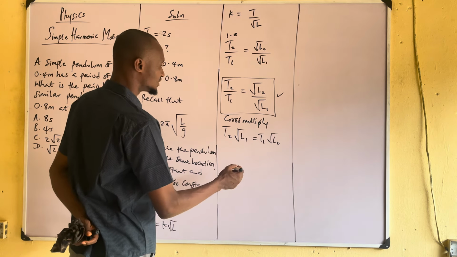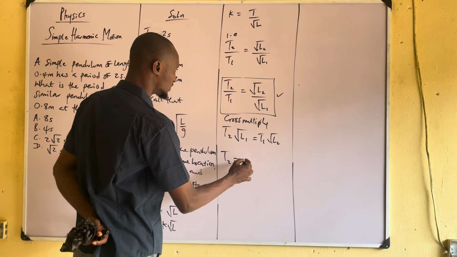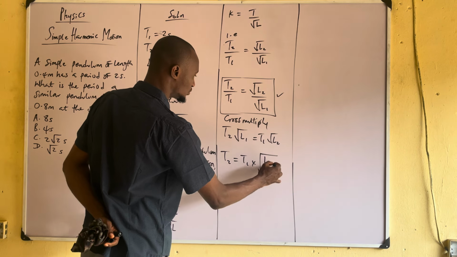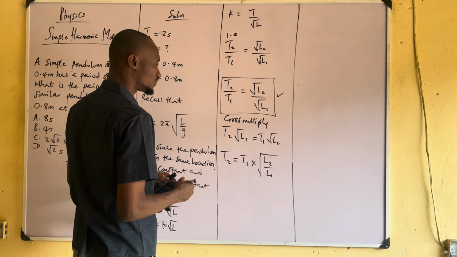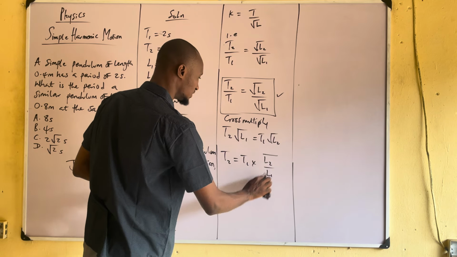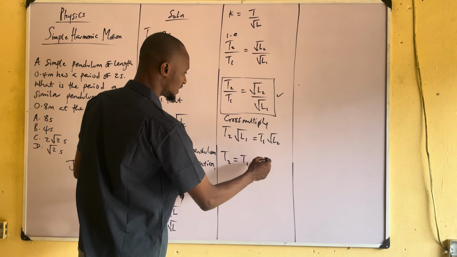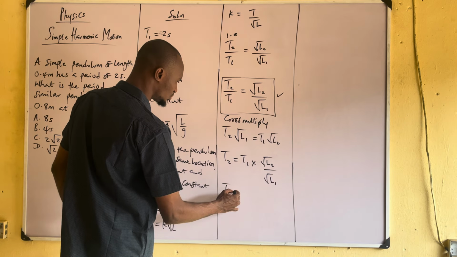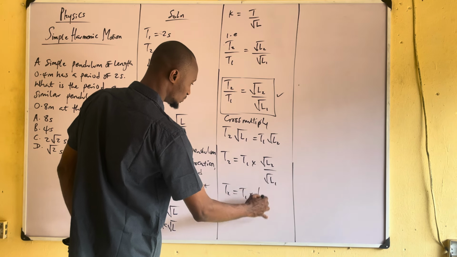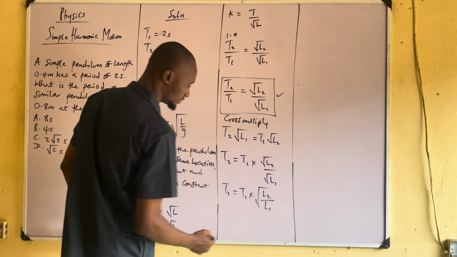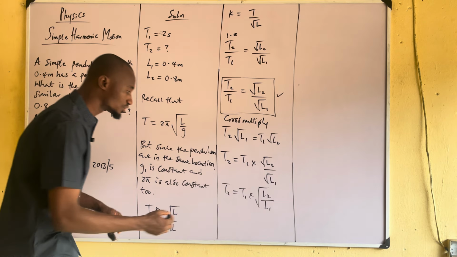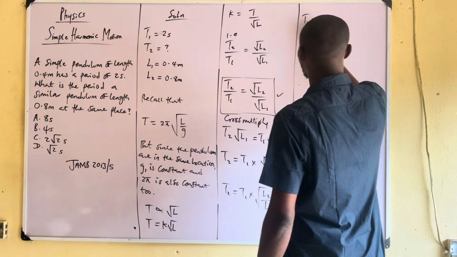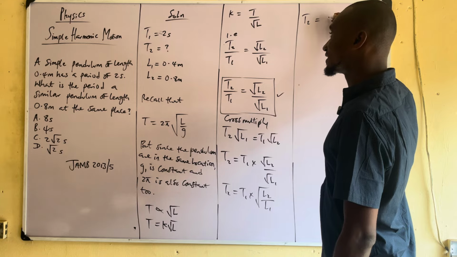Yeah. So the easiest thing to do now is to say T2 is equal to T1 times root L2 over L1. If this will confuse you, let me make it easier for you to understand. That is T1 times root L2 over root L1. So T2 is equal to T1 times root L2 over L1. Do you get? Now T2, can I continue there? Yeah. So T2 is equal to, what is our T1?